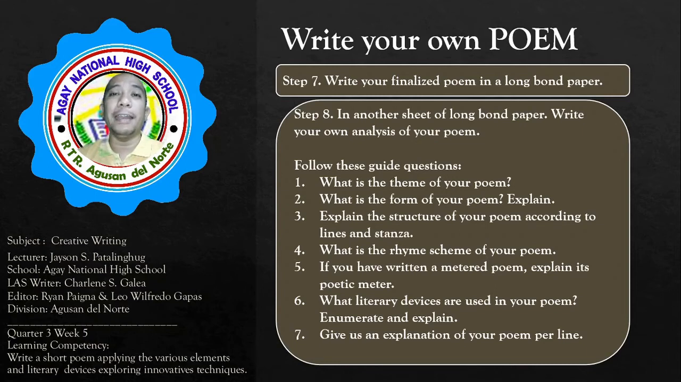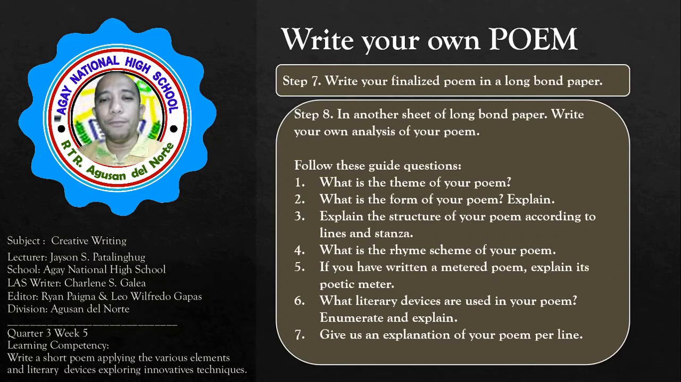And you explain why it is a lyric, why it is descriptive, or why it is a narrative poetry. Okay? Number 3, you explain the structure of your poem according to lines and stanza. Okay, you must be able to name these lines and stanza that you have used in your poem. Number 4, what is the rhyme scheme of your poem? Okay, just let me know. Tell me what's the rhyme scheme of your poem.